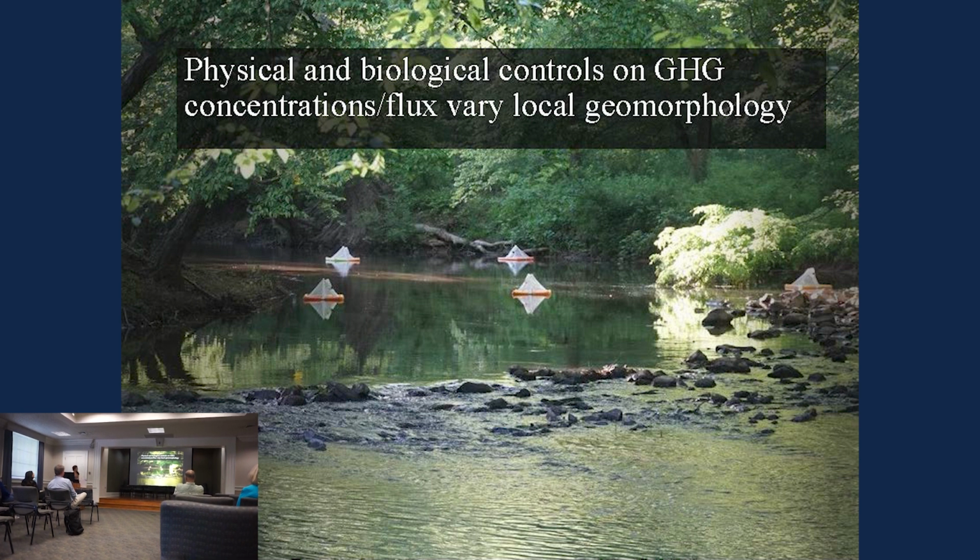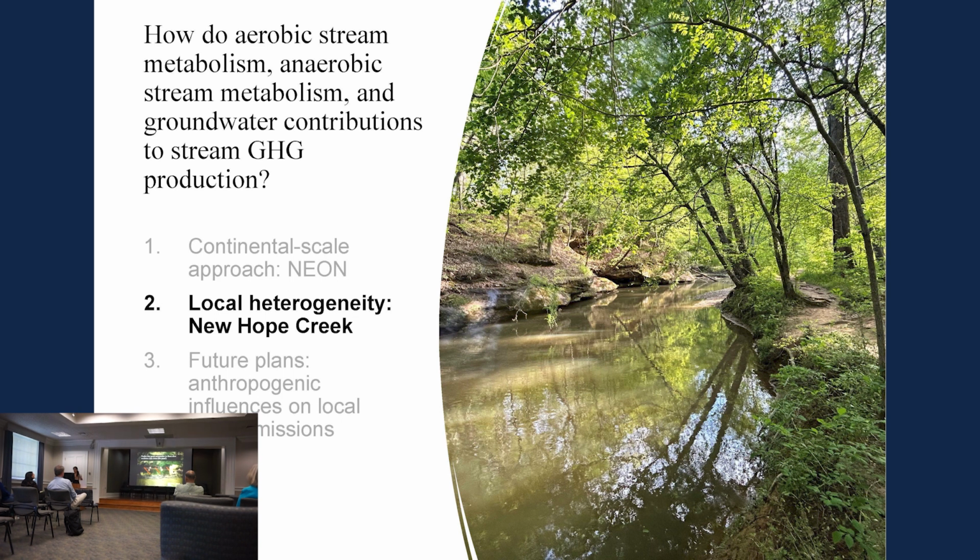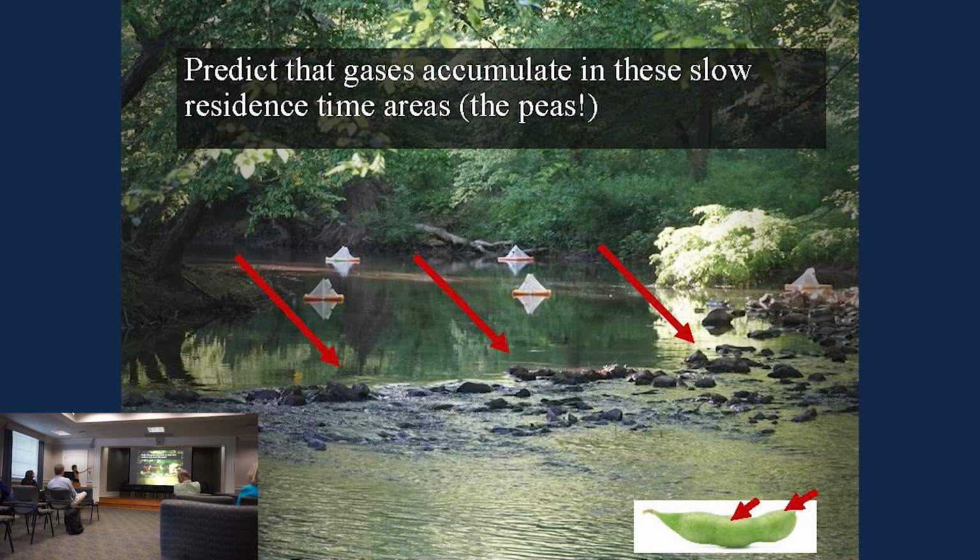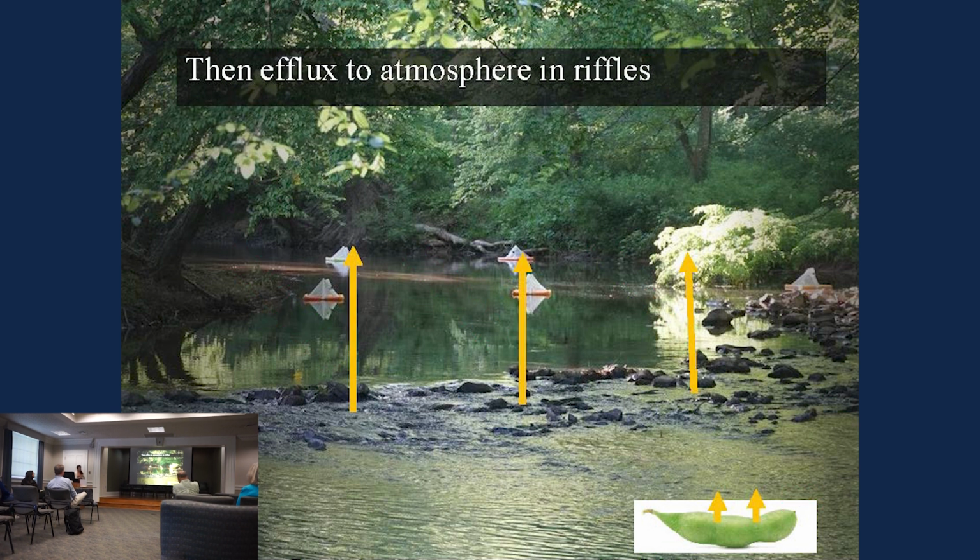And we're going back to this idea that the physical and biological controls on greenhouse gases vary with local geomorphology. And so we're going into our second part here. What we think is happening and what we're testing this summer is that greenhouse gases accumulate in those ponded sections, or our Ps. And then when they hit the riffles, those riffles basically act as a chimney with higher gas flux because of the turbulence. And so specifically studying drivers of greenhouse gas production in those ponds might be more fruitful for us to understand what's happening in these streams.